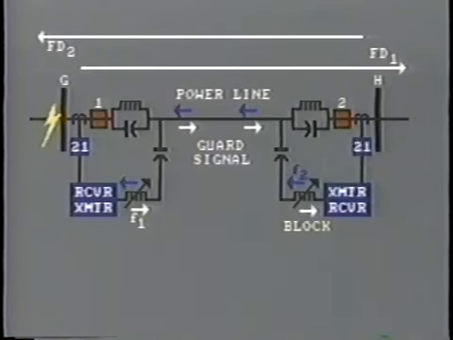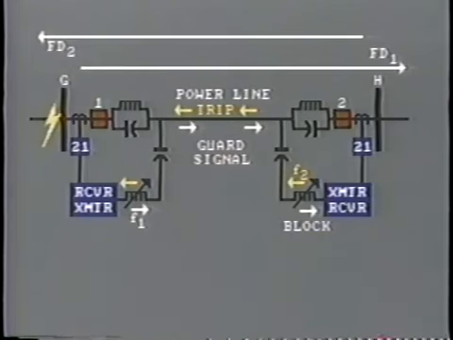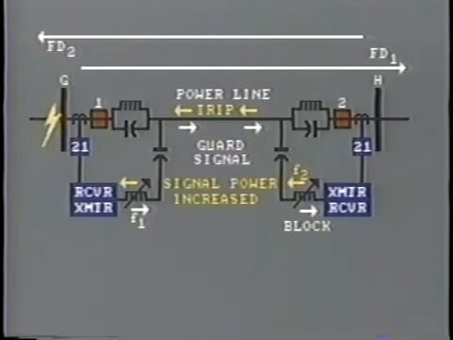Operation of the fault detector at bus H also keys the transmitter at station H to change its transmitting frequency from the guard signal to the trip signal. This is usually achieved by lowering the frequency by about 200 to 500 hertz. At the same time, signal power is increased from 1 watt to 10 watts.